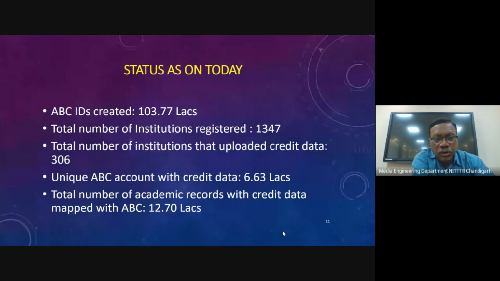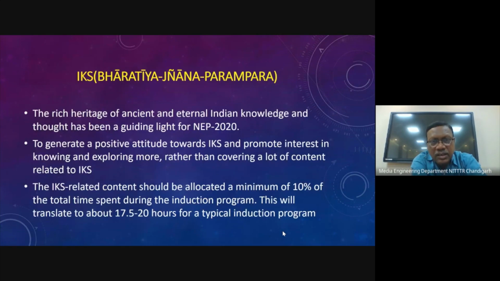Total number of institutions that uploaded credit data: even though all these institutes have registered, they have not all uploaded their credit data. Out of 1347, only 306 institutions have uploaded their credit data. Unique ABC accounts with credit data is 6.63 lakhs. So the total number of academic records with credit data mapped with ABC is 12.70 lakhs. So things are really moving nicely, and it is going to give a lot of inputs in this direction.